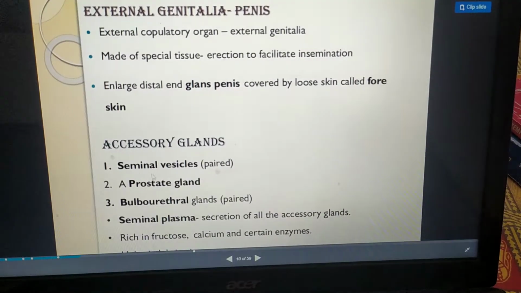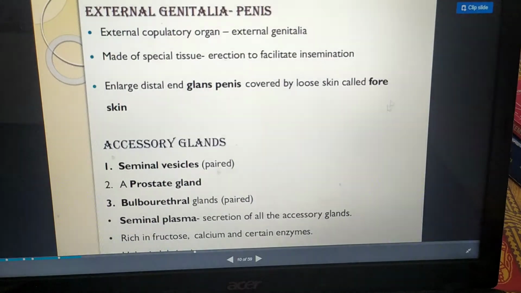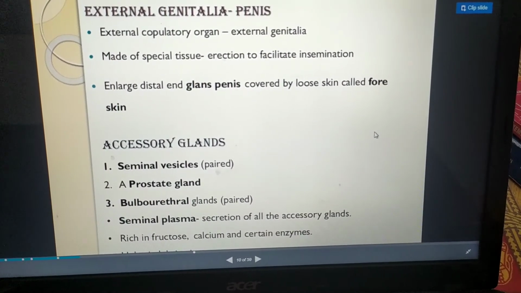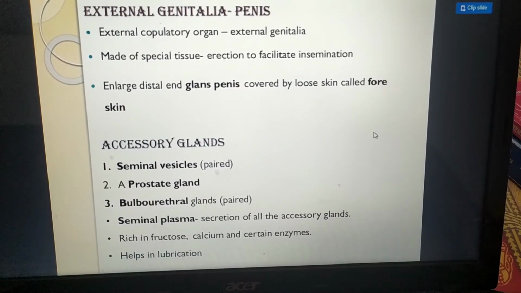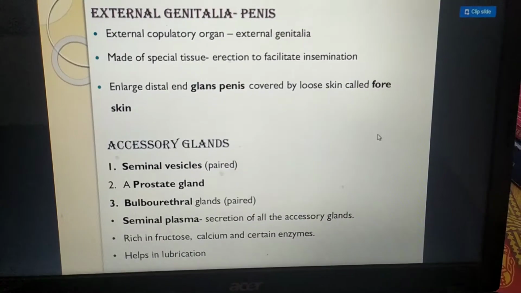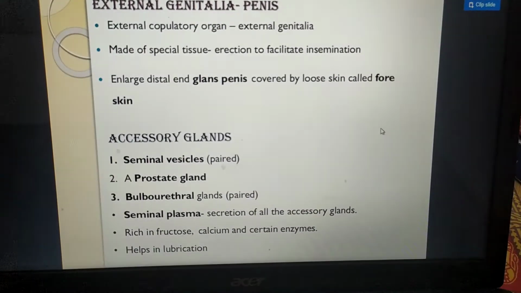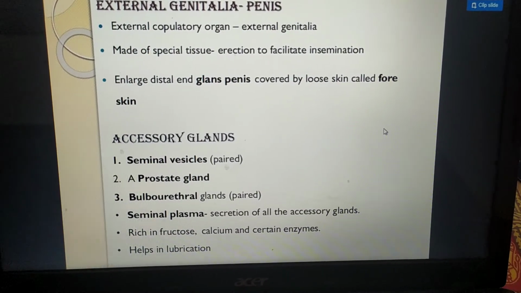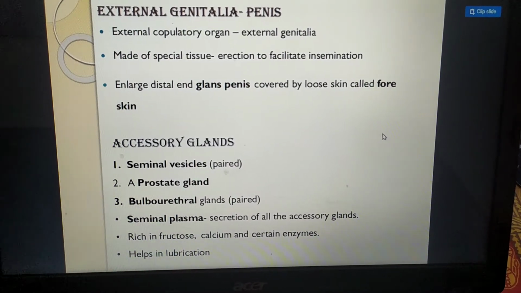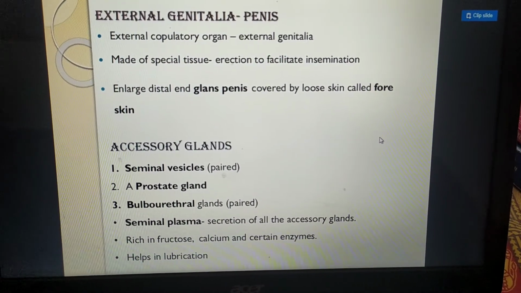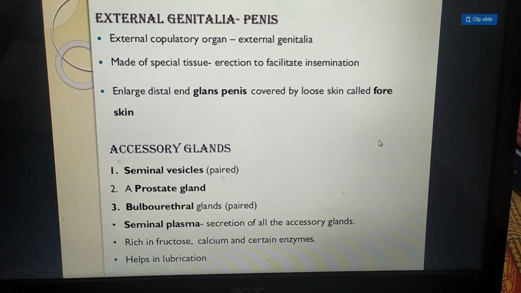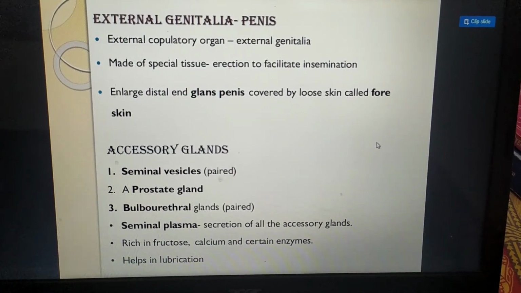Again I am revising all this. The external genitalia is also known as the penis. What is the function of the penis? That is erection and to facilitate insemination. The outer part is known as the glans penis, covered by loose skin, also known as foreskin. Then the accessory glands of the male reproductive system include the seminal vesicles, which are paired, the prostate gland, which is not paired, and the bulbourethral glands, which are paired, that is, 2 in number. So you have to remember, students, the seminal vesicles and the bulbourethral glands are both 2 in number.